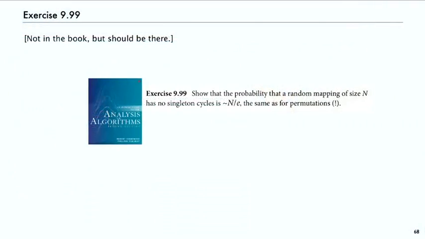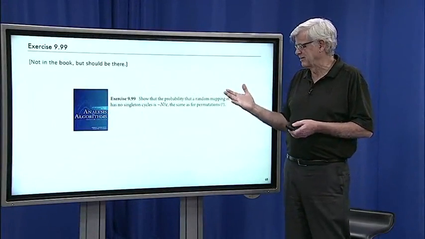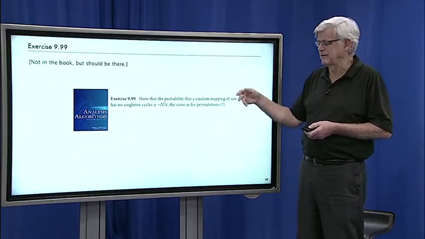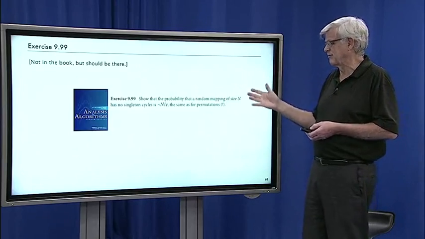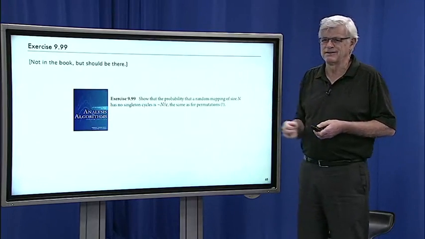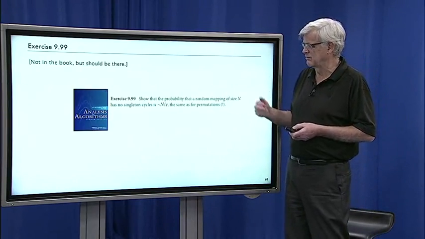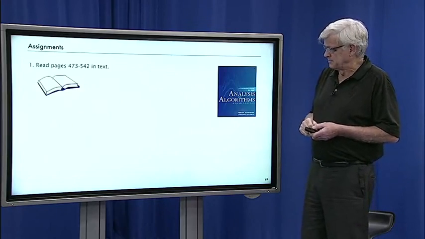And then here's an exercise that isn't in the book, but it should be there, so I numbered it number 99. It's to show the probability, if you take a random mapping of size n, that it doesn't have any singleton cycles, nothing that maps to itself. Amazingly, it turns out to be 1 over e, the same as the derangement problem for permutations. And there's no good reason that these things should be the same, but it turns out to be the same. So that's a nice exercise for you to take a look at.